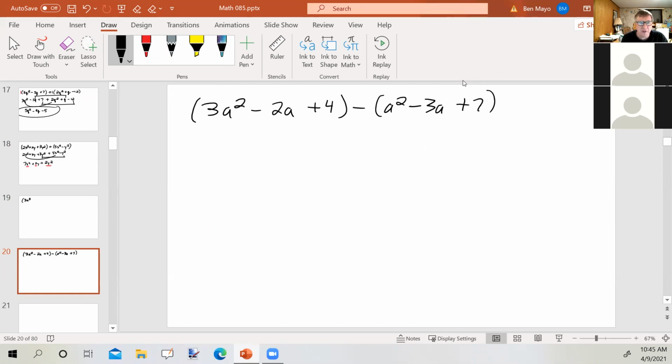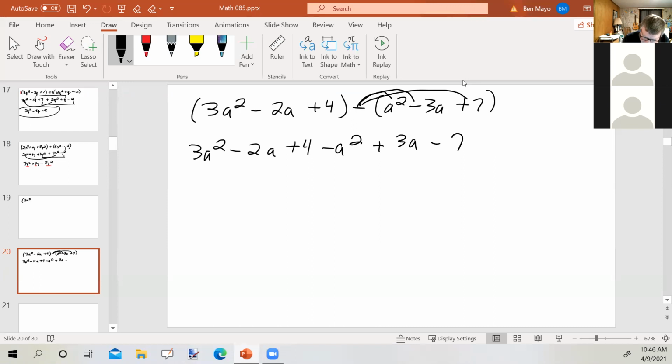Well, the first polynomial is like the others. There's nothing in front, so we can just rewrite it without the parentheses. But now everything changes because we're subtracting that second trinomial. We need to distribute that subtraction. If we just drop the parentheses, we'll only attach that subtraction to the first term, the a squared, and it needs to get distributed to all three terms inside. So we're going to get minus a squared, minus times a minus would be plus 3a, and then minus times a plus is minus 7. All right, any questions there?